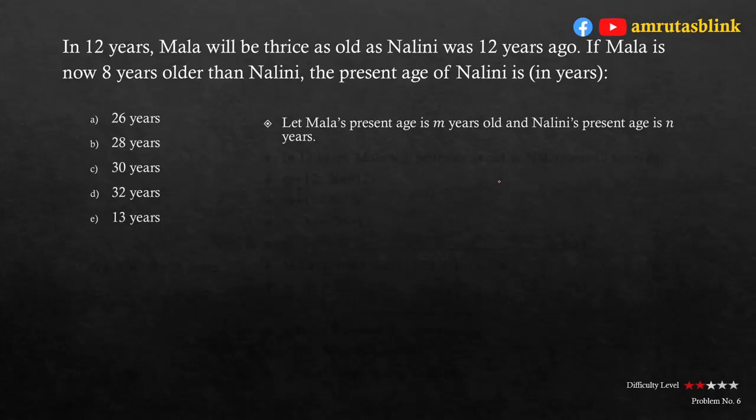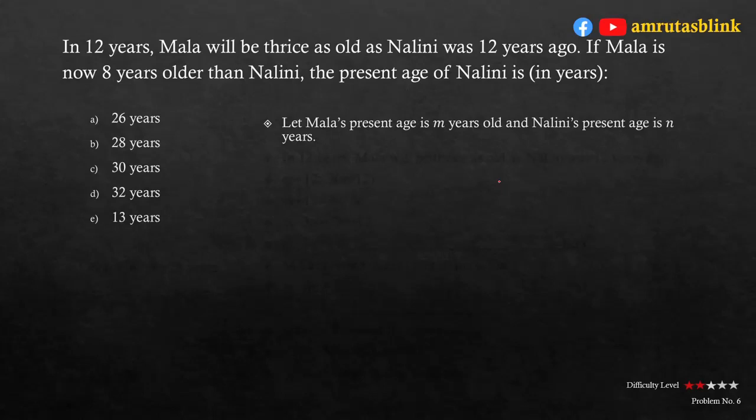First of all, we will assume the current age of Nalini and the current age of Mala. Let's say the current age of Mala is m years and the current age of Nalini is n years. It is always advisable that while assuming variables, you should consider the first alphabet of the names given. So Sarita's age can be assumed as S, Mala's age as M, Nalini's age as N, Baban's age as B, and so on.